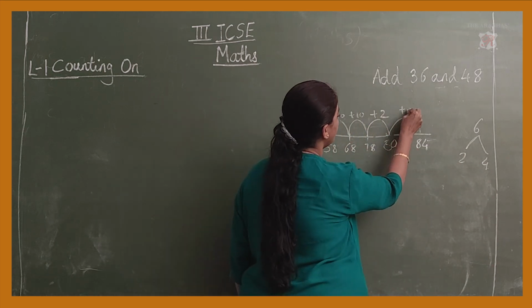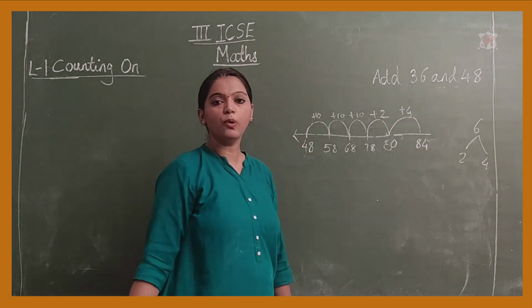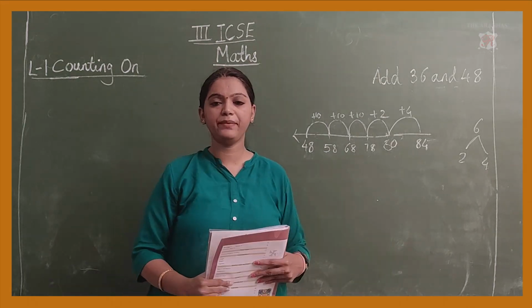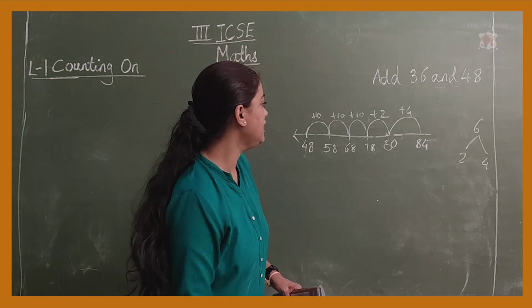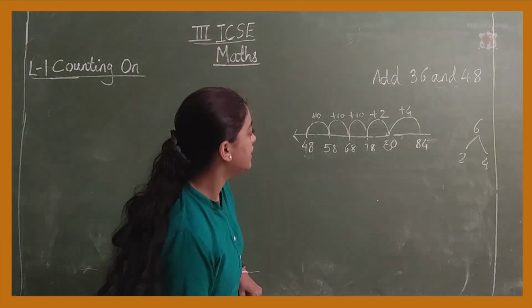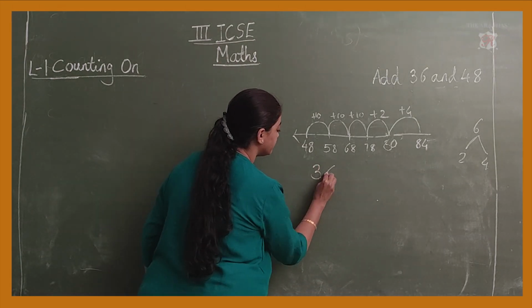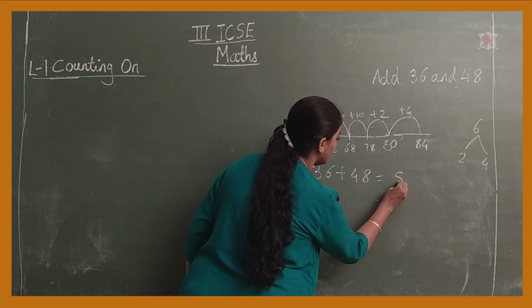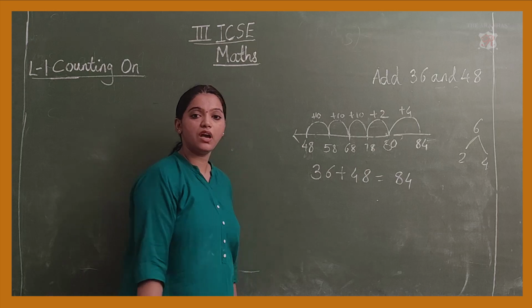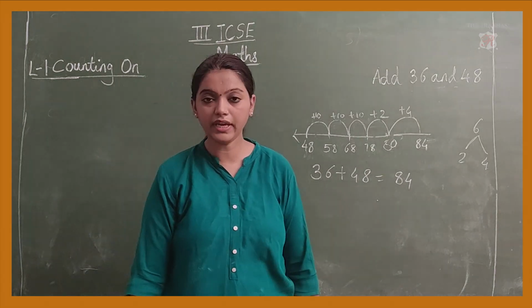You have to add plus 4. I hope you have understood this concept. You do this practice many a times, so this concept will be clear for you. So the number 36 plus 48 is equal to 84. This is your first example. Okay.